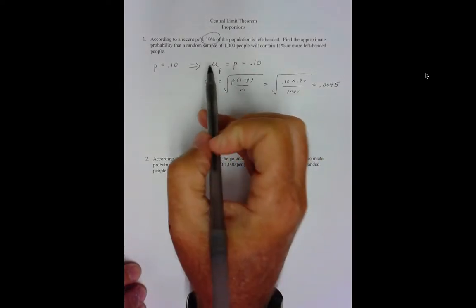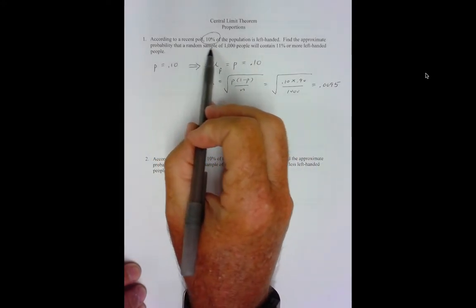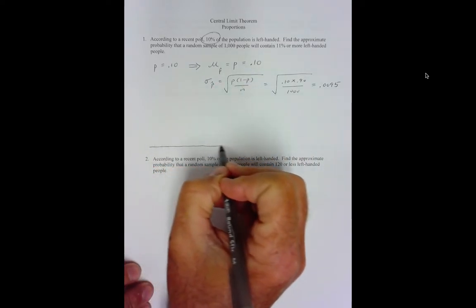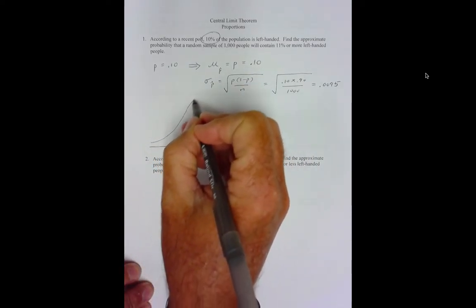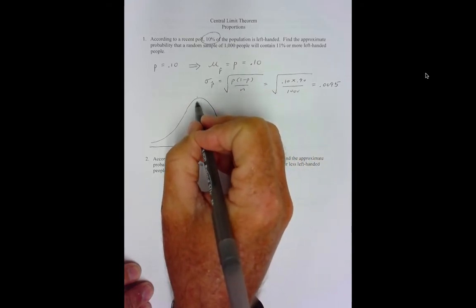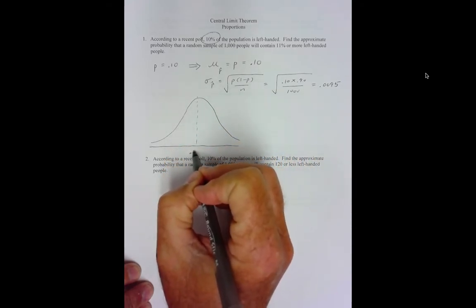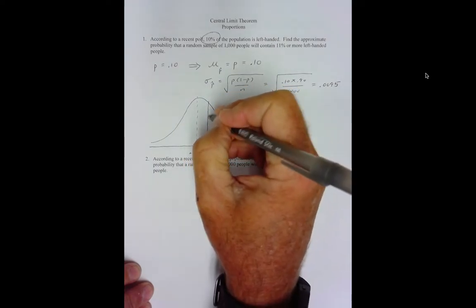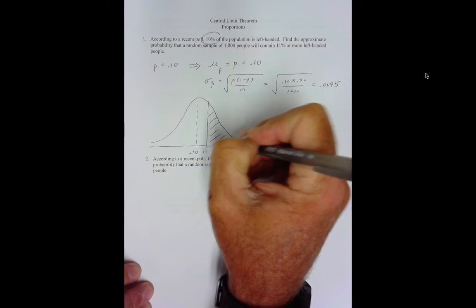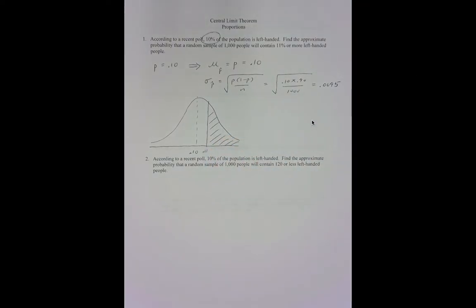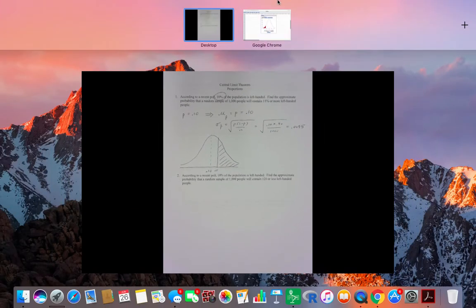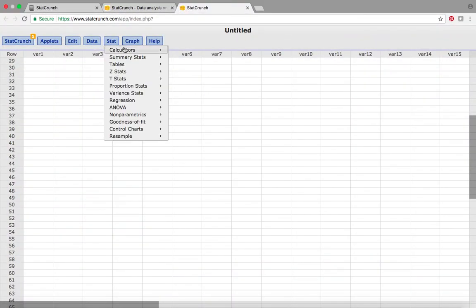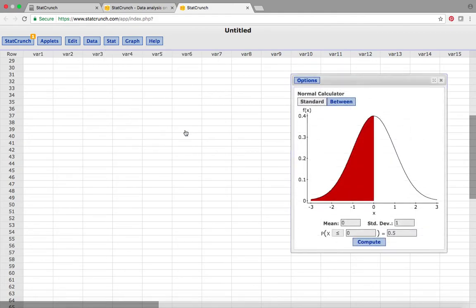Now, find the approximate probability the random sample of 1,000 will contain 11% or more. So the distribution that we have here has a mean of 10%. So it's centered at 0.10, but we want 0.11 or more. So guys, you should know by now that you go to StatCrunch to do this. So let me get rid of previous stuff. Go to Calculator, go to Normal.